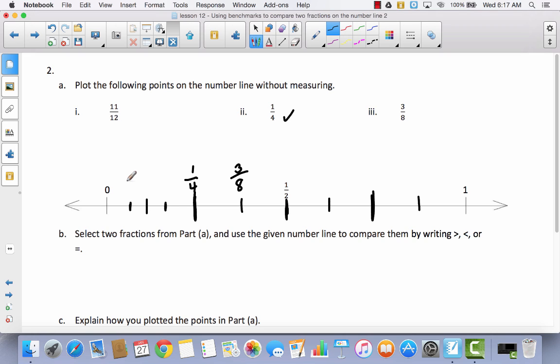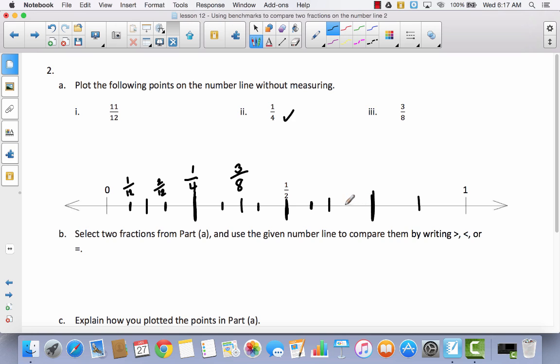Okay, so this would be 1/12, 2/12, 3/12, I'm going to have 4/12, 5/12. 6/12 is the same as a half.